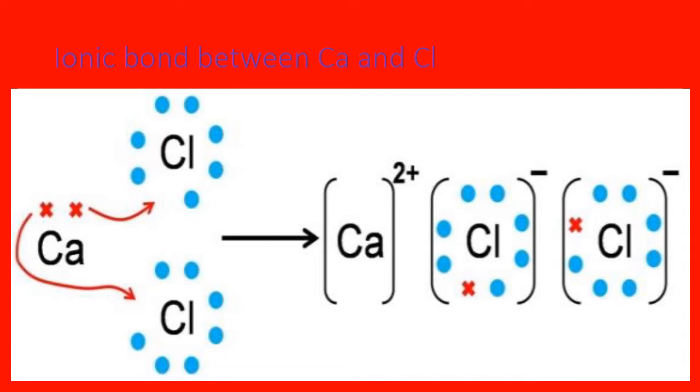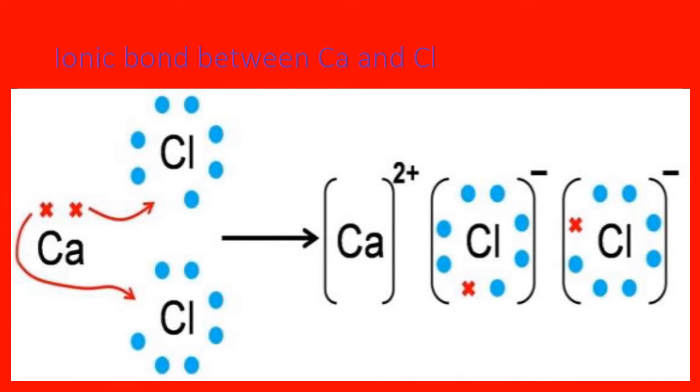Here, calcium has atomic number 20 and argon has atomic number 18, or argon has 18 electrons and calcium has 20 electrons. So in order to attain the configuration of argon, calcium tends to lose 2 electrons, but chlorine tends to gain only 1 electron.